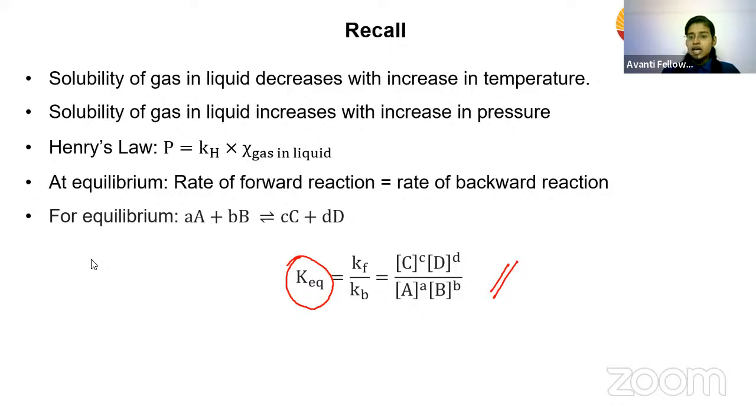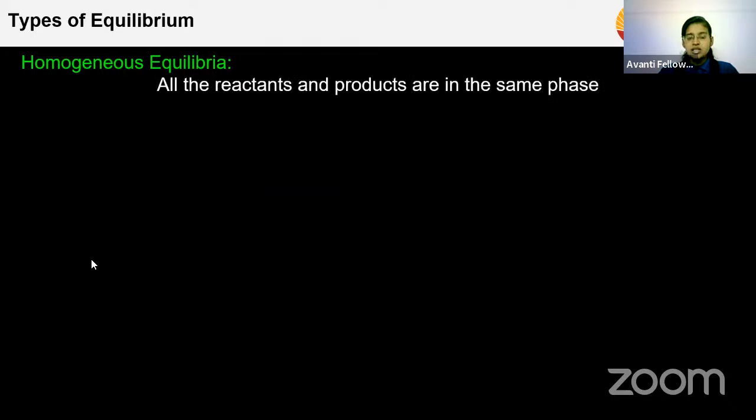Now there is one more small topic under this chapter. Let us see that and then we will move on to the next major topic, okay? The last small topic is types of equilibrium. There are two types of equilibrium. One is homogeneous equilibrium and the other one is heterogeneous equilibrium. What is meant by homogeneous equilibria? It means all the reactants and products will be in the same phase.